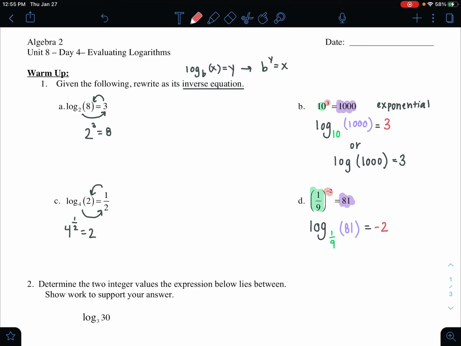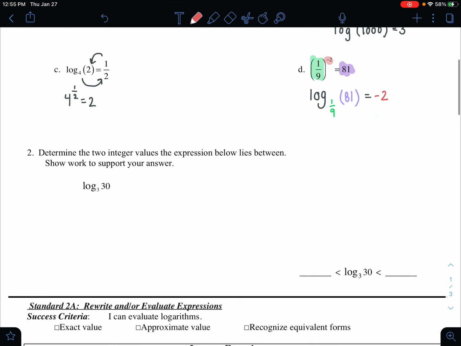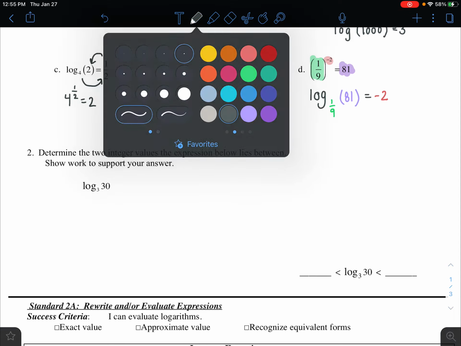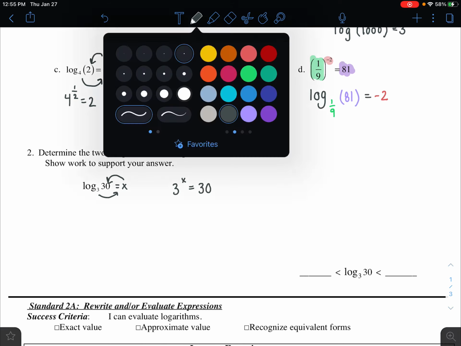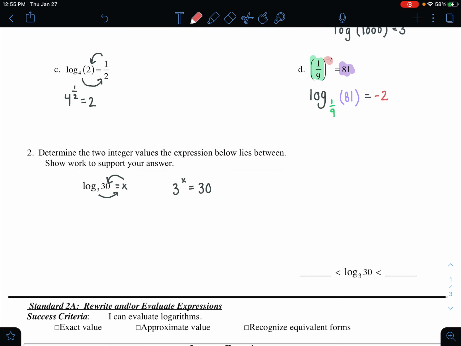Awesome, so just practicing rewriting what those inverses are. So now let's take a look. Determine the two integer values the expression below lies between. So what we would do here is we say, okay, we have to evaluate it. Let's set it equal to x. 3 to the what power is 30? Well, there's no whole number that is going to be 3 to a power equals 30. So what we're going to do and check is our powers of 3. Let's list them out.